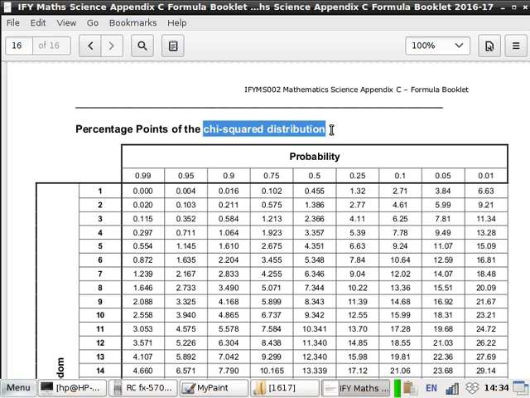Does it change our hypothesis, 2.71? No. Do we still reject? We still reject it, fine. Just write down 2.71 as the critical value, please.